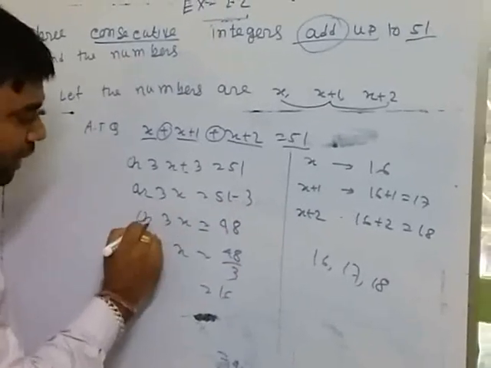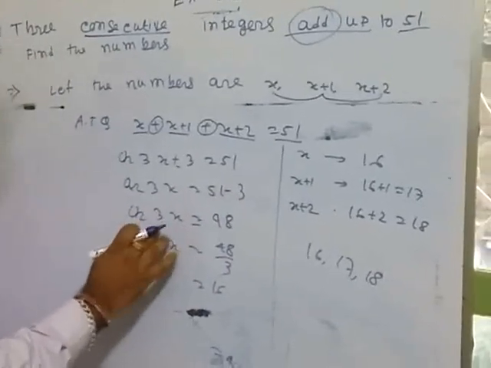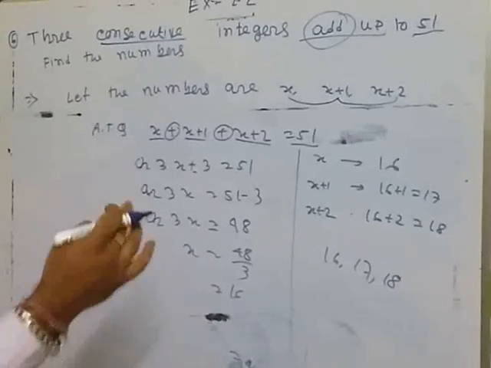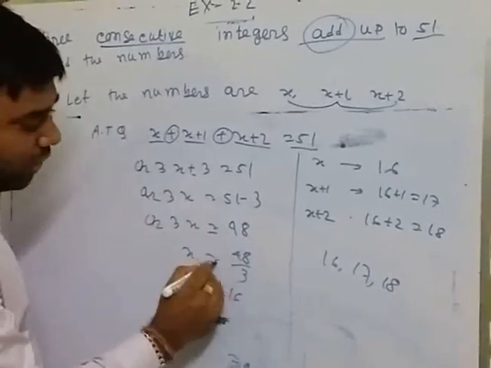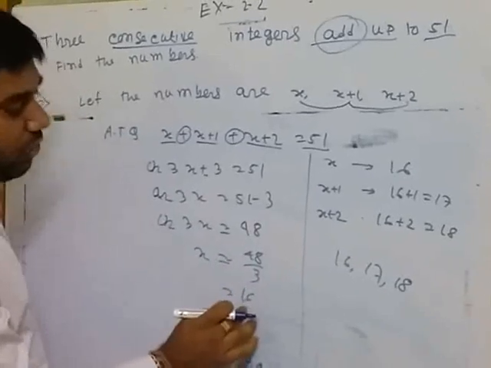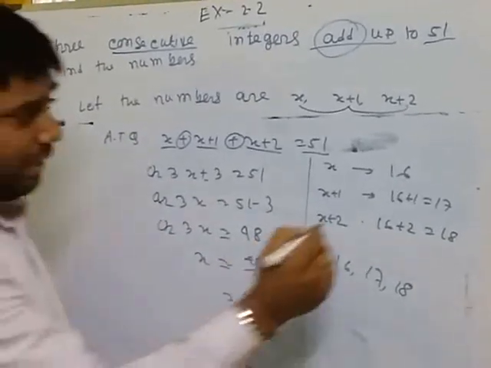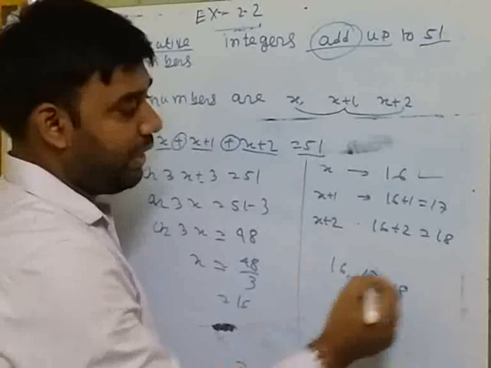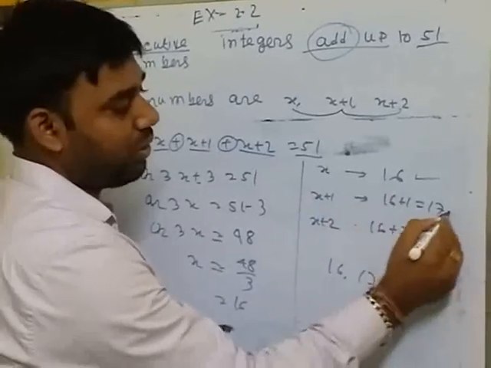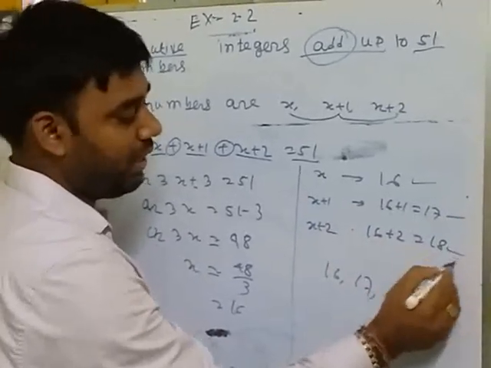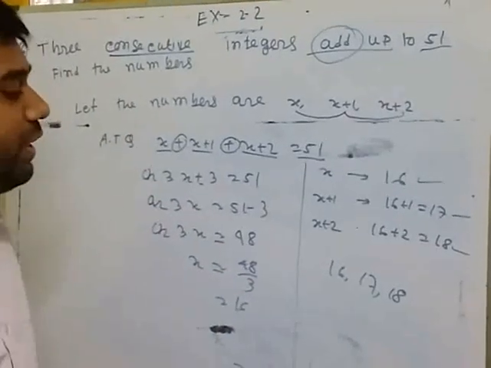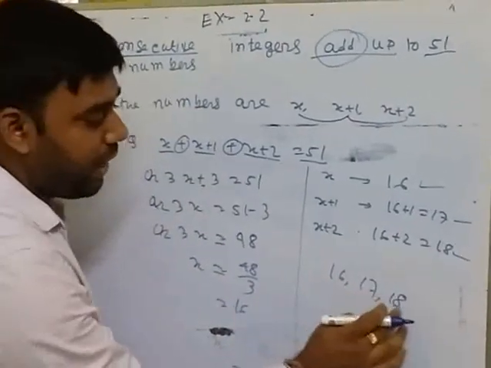Now 3 is multiplied with the x. So if 3 changes its side, it will be divided on the other side. That is 48 by 3, 16. So first integer, that is 16. Second integer, x plus 1, 16 plus 1, 17. Third integer, 16 plus 2, 18. So 3 consecutive integers are 16, 17 and 18.